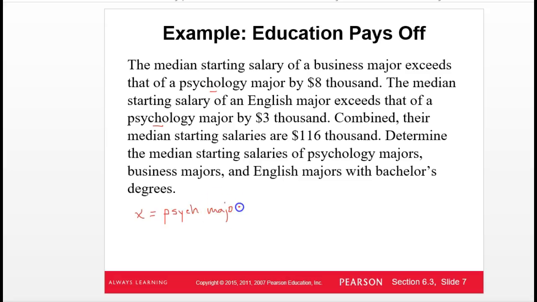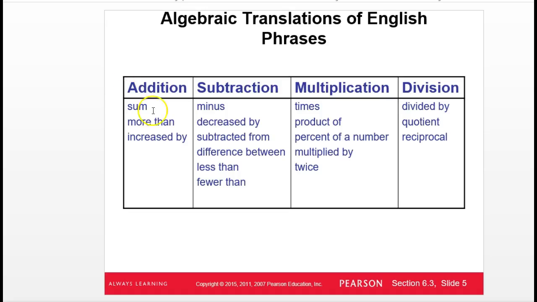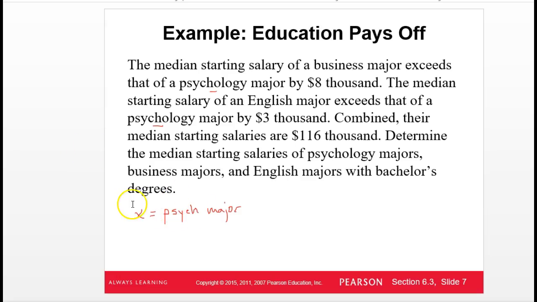And then we're also going to do the second step, which says, now that we know what X is, how can we come up with the other unknown things, which are the business and English majors, and use X to describe those? Well, the business major exceeds a psychology major by $8,000, and if you remember, more than means addition. So we're going to add to that X, that unknown amount. So we're going to say X plus 8, so 8,000, instead of writing 8,000, we'll just use 8 and say that X is measured in thousands. And that's the business major. And then X plus 3 is the English major.